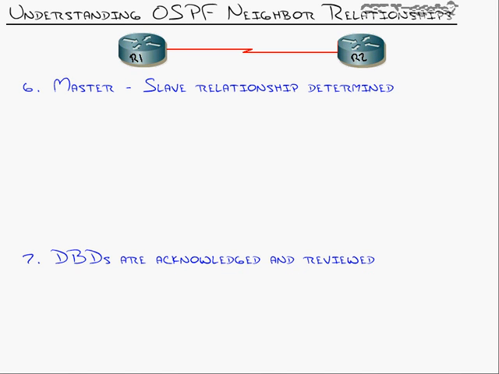So let's say that router 1 and router 2 are new neighbors. Let's follow the process. Step 6 is where the master-slave relationship is determined. And when they make it this far, they enter the ExStart state. That actually stands for exchange start. That means the hellos turned out good, so we can be neighbors.